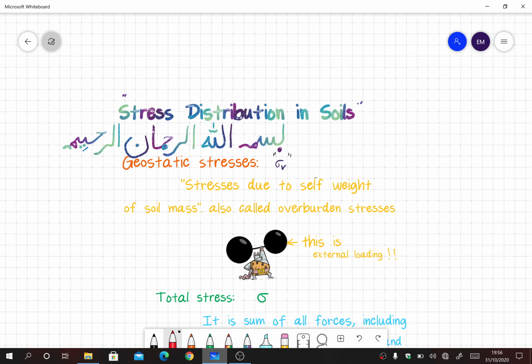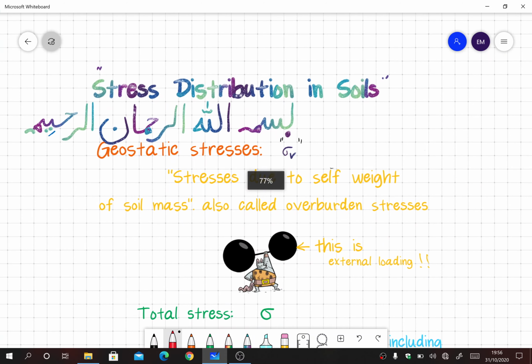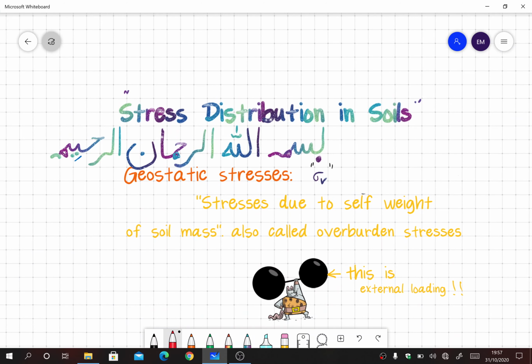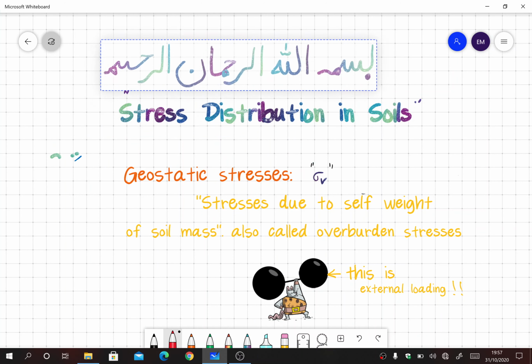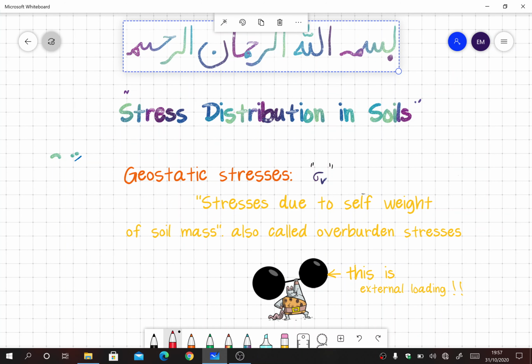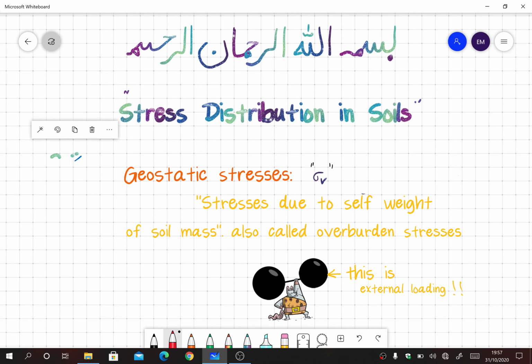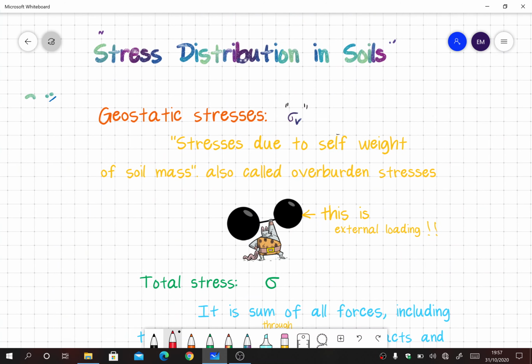Bismillahirrahmanirrahim. This is the second topic of Geotechnical Engineering 2. So this topic actually deals with stress distribution in soils. So first of all, we'll talk about geostatic stresses. Geostatic stresses are also called overburden stresses.